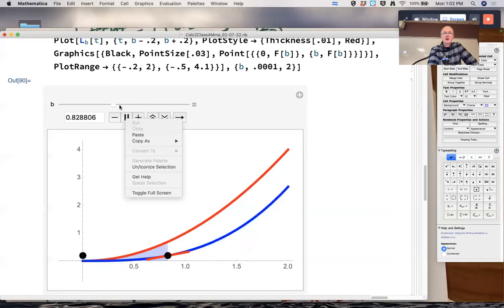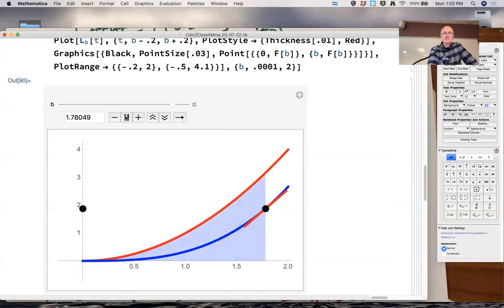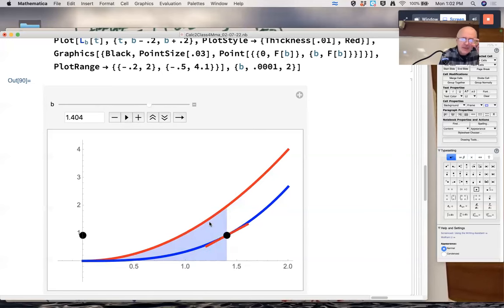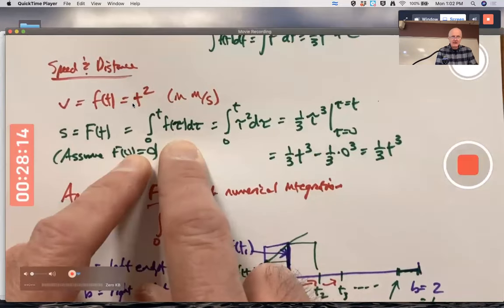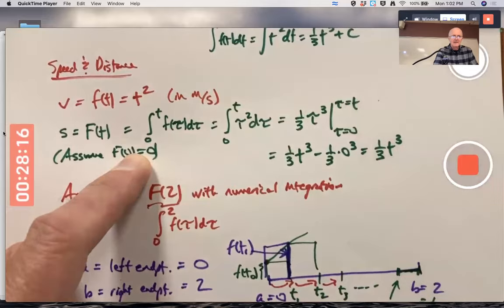The area under the red graph, let me pause this here. Say from 0 to 1.4, that's the integral of the red graph from 0 to 1.4. It's the distance traveled, remember? The distance traveled is the integral of the speed, the area under the curve.